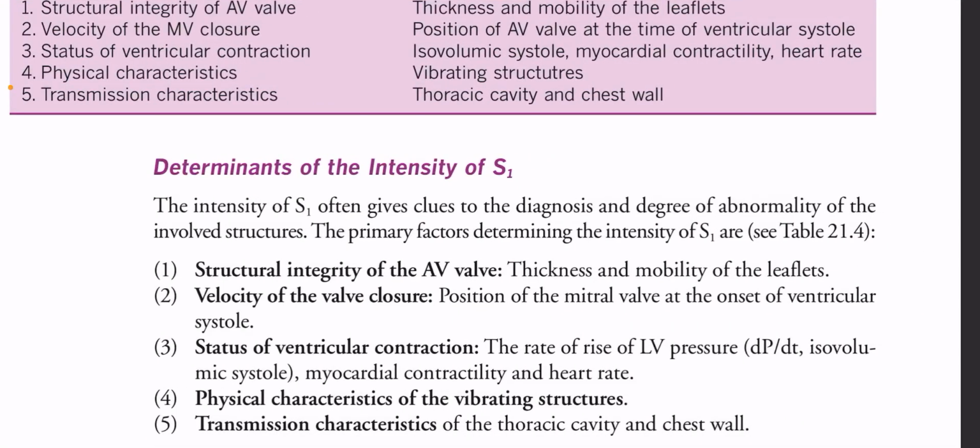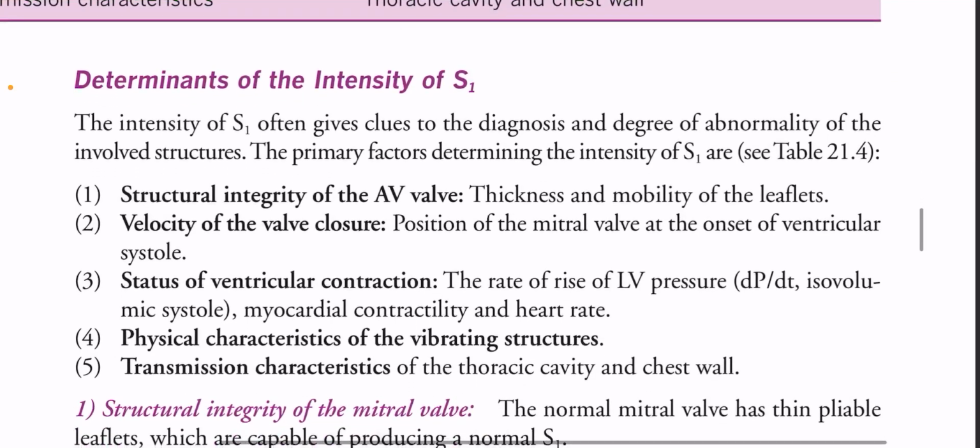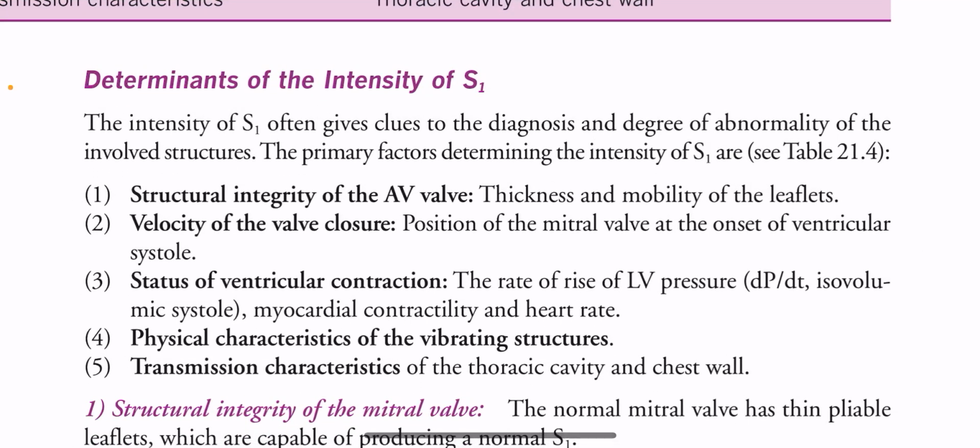Now, determinants of intensity of first heart sound. The intensity of first heart sound often gives clues to the diagnosis and degree of abnormality of the involved structures. The primary factors determining the intensity of first heart sound are structural integrity of the AV valve, atrioventricular valve, that is thickness and mobility of the leaflets, velocity of the valve closure, position of the mitral valve at the onset of ventricular systole, status of ventricular contraction, the rate of rise of LV pressure, myocardial contractility and heart rate, physical characteristics of the vibrating structures, transmission characteristics of the thoracic cavity and chest wall.